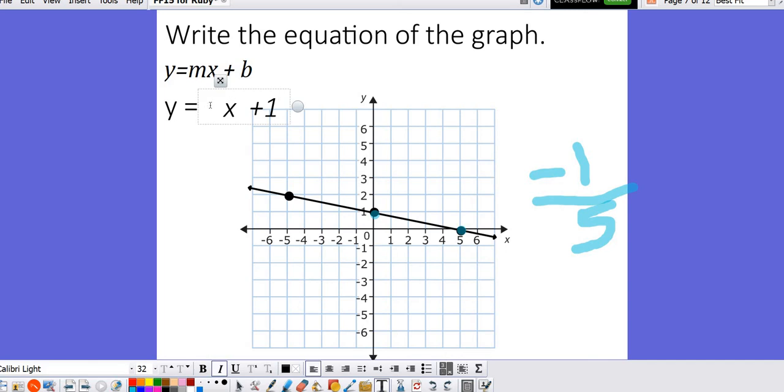So I'm going to put that right here. Negative 1 divided by 5. And I'm going to make sure that my whole equation fits there. And there you go. You've got negative 1/5x plus 1. That is the equation of this line right here.